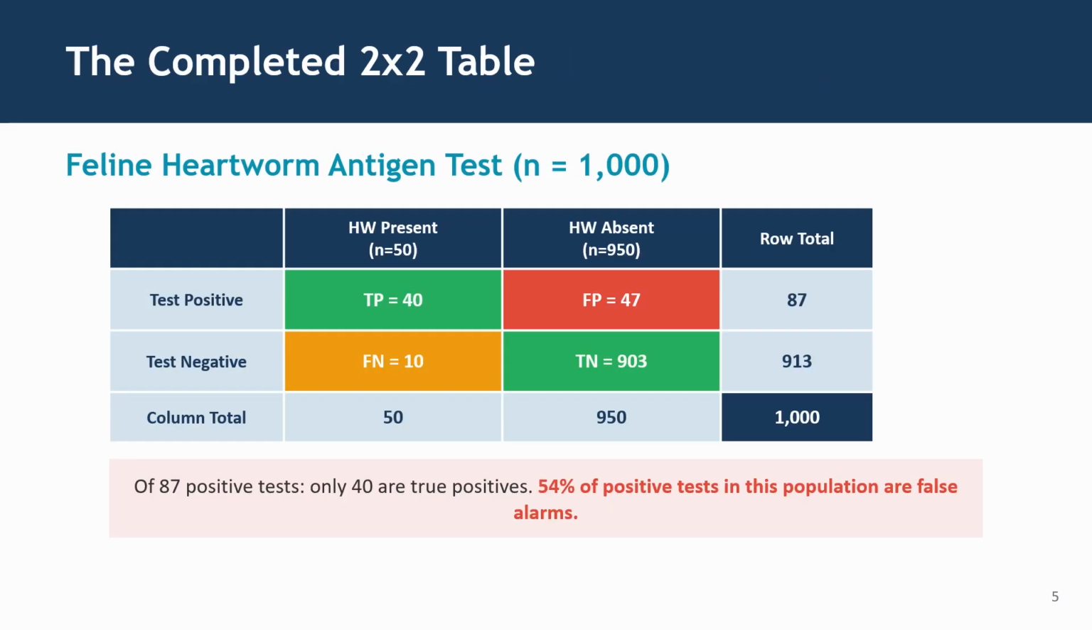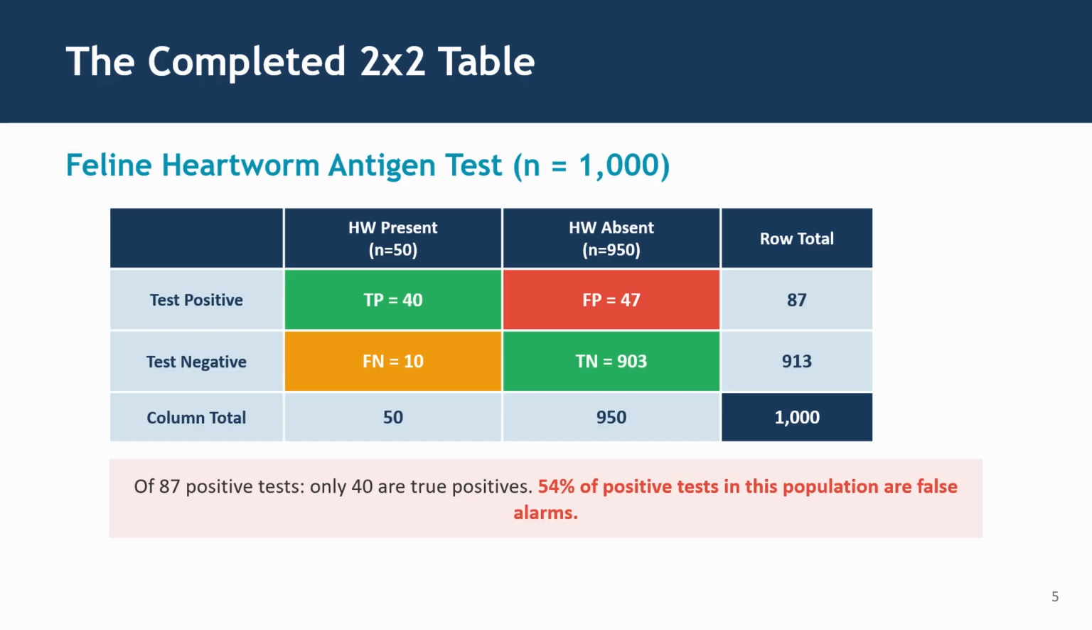Here's the completed table. Take a moment to look at those numbers. We ran 87 positive tests total, but only 40 of those positives are true positives, cats that actually have heartworm. The other 47 are false positives, cats that tested positive but don't have heartworm. That means in this population, with this prevalence, over half of all positive results are false alarms.